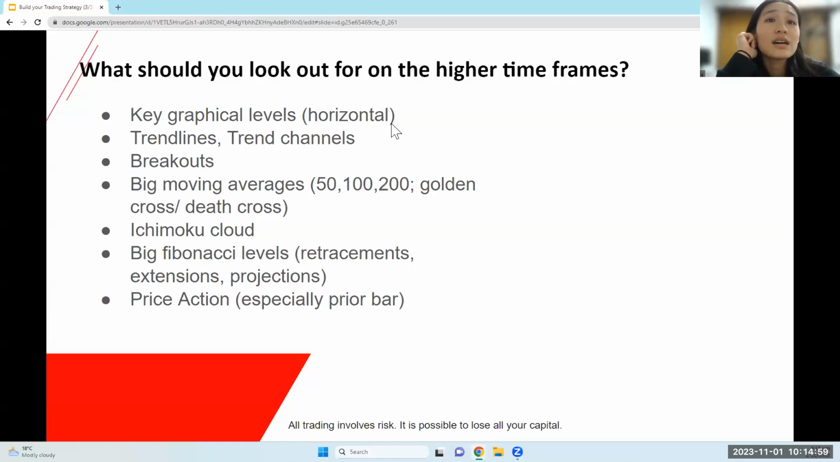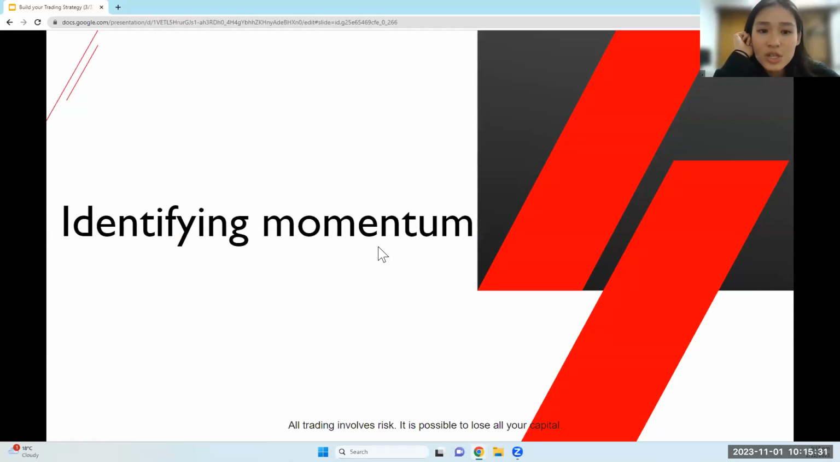Okay, all of these are kind of just tools that you can use to identify momentums and key levels. So the first key graphical levels, horizontal levels, include your support and your resistance, and these tend to be supported with your Fibonacci levels, including looking for Fibonacci confluence areas, and so on and so forth. But we'll get into breakouts as well as Ichimoku clouds in the next few slides. And if we have time, I will also show you guys how exactly you can use these on an actual chart.